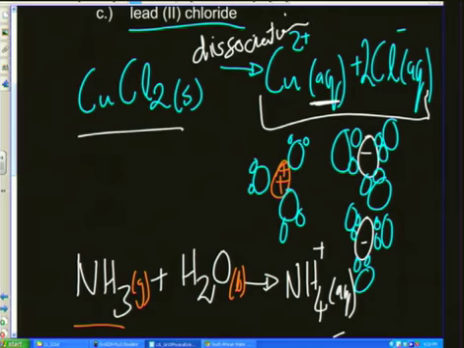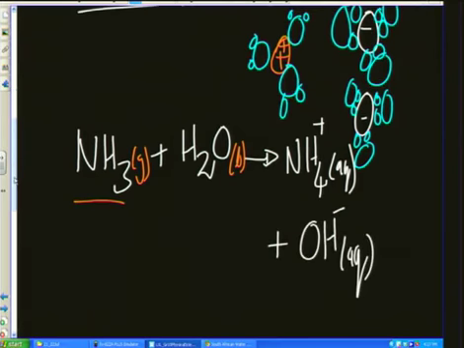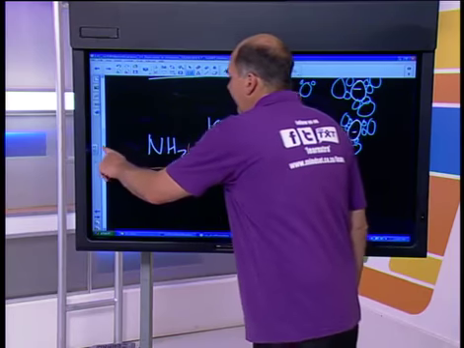Association. For covalent substances like ammonia, they undergo ionization. And they can ask you both of those terms. You need to know them. So please be very aware of the difference.